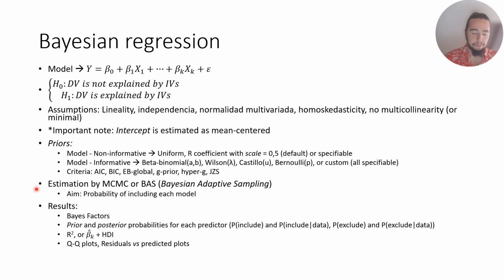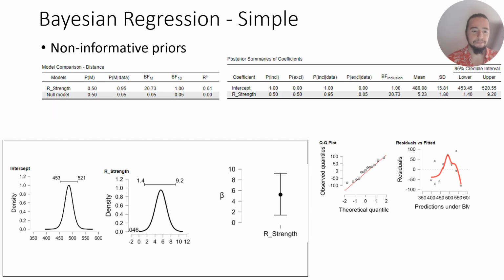So they will create some posteriors regarding if we need to include certain variable or effect in the model. We will have some Bayes factors regarding each effect, the prior and posterior probabilities of each predictor, as you can see here, probability of include as a prior and exclude as a prior, and include given data and exclude given data. We will also have some R-squared, the estimated slopes and their credible intervals, and also some QQ plots and residuals versus predicted plots for assumption checks.